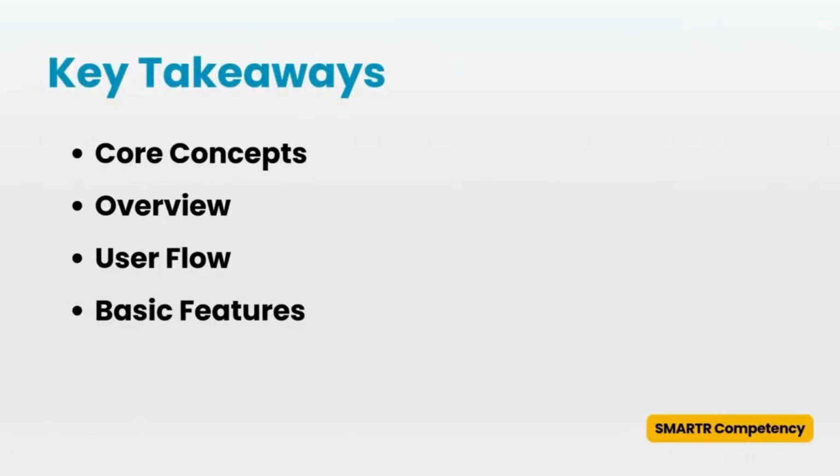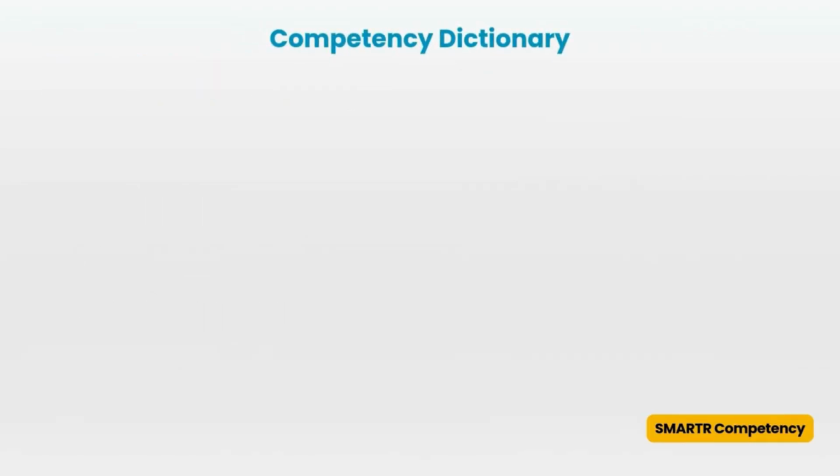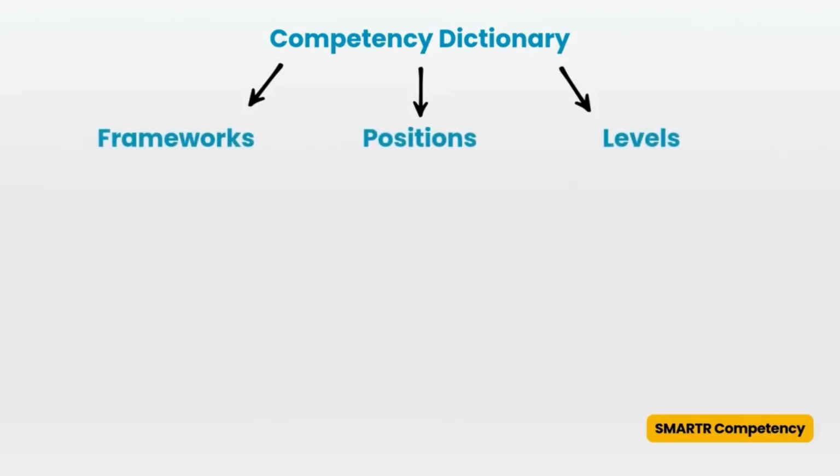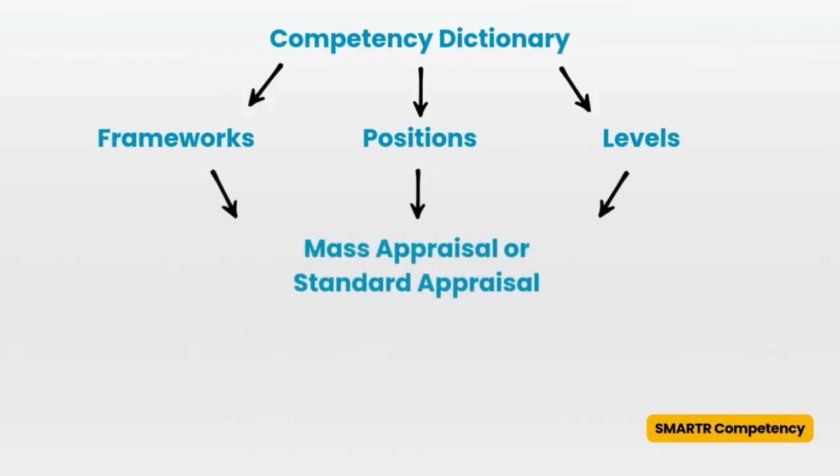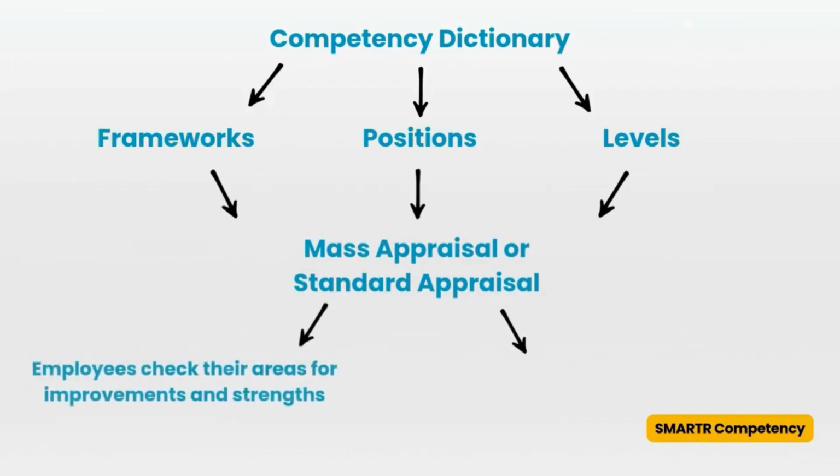In today's tutorial, we learned the core concepts of competencies, the overview, the user flow and the basic features. To summarize, the competency dictionary is divided into 3 different parts: framework, positions and levels. Then it will lead to creating a mass appraisal. This will allow employees to check their areas for improvement and strengths, and admin or managers can develop training plans for skill gaps.